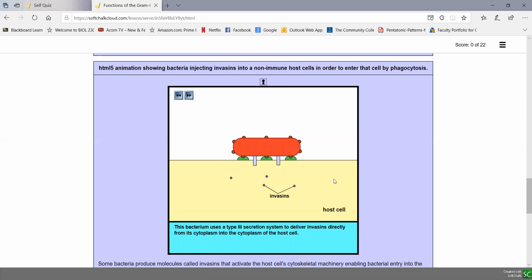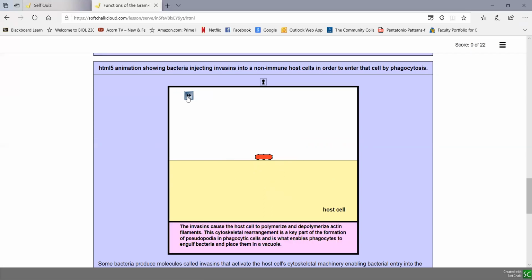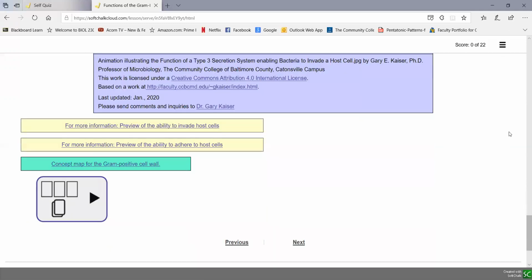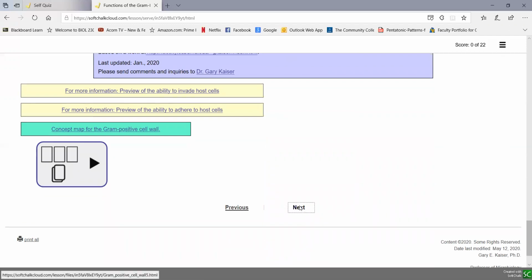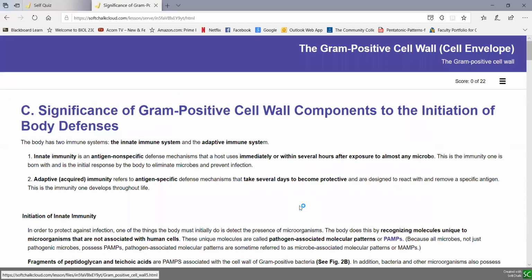Even though this is not a defense cell like a white blood cell, the bacterium can trick that cell into engulfing the bacteria and bringing it into the interior. These invasives typically cause actin, part of our cytoskeleton, to polymerize, so pseudopods form. The bacteria are engulfed and placed in a vacuole and now are found inside our cell rather than on our cell, where they can grow and replicate. So those are the components of the gram-positive cell wall and what they do for the bacterium.